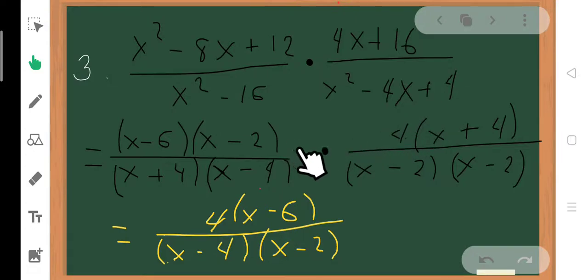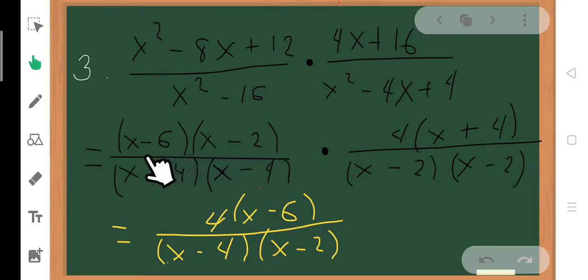So before we multiply and simplify, let us factor first the rational expressions. In this rational expression, the numerator is a general trinomial. So the factors of this general trinomial, x squared minus 8x plus 12, are two binomials, which are x minus 6 and x minus 2.